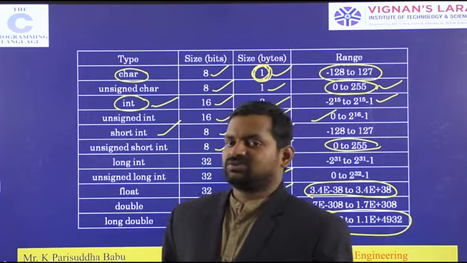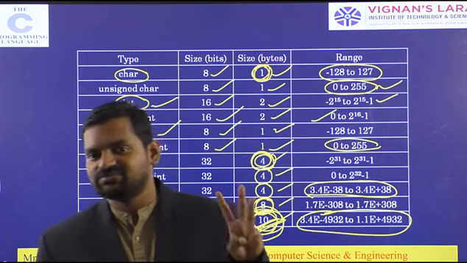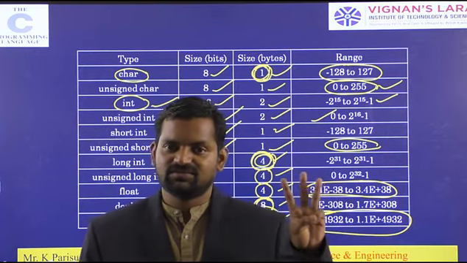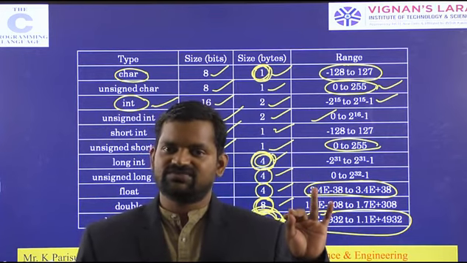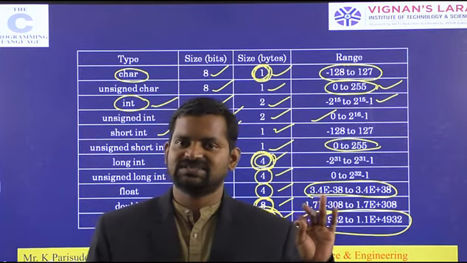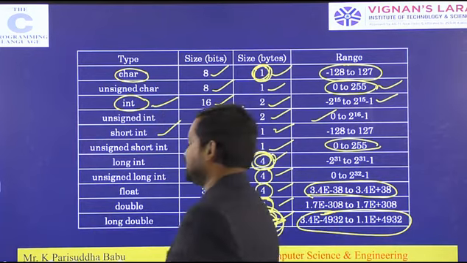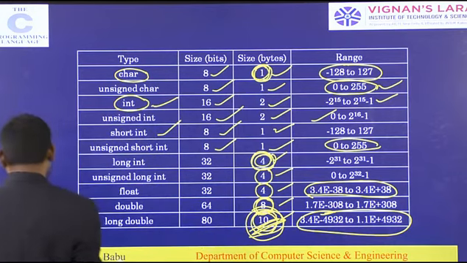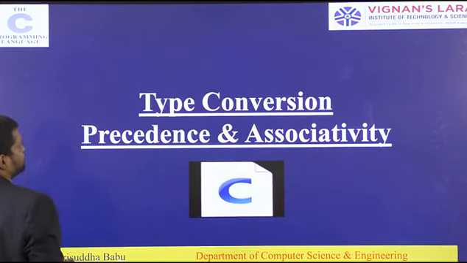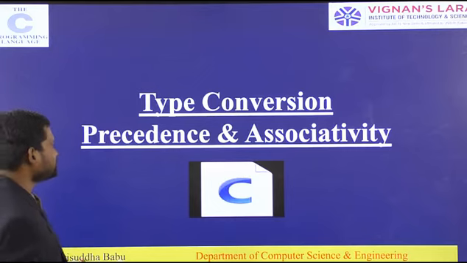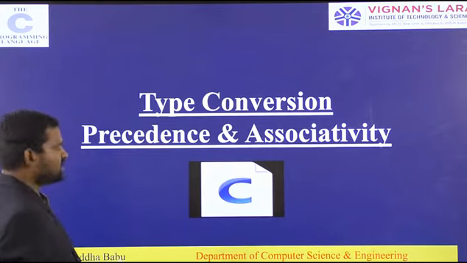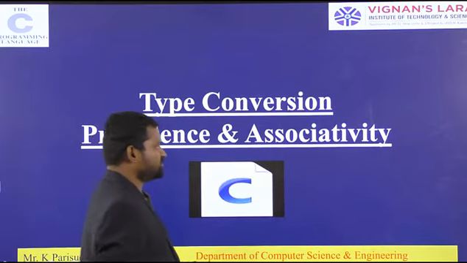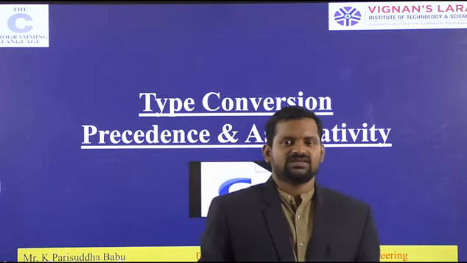Okay. So 3 kinds of data types are there: built-in data types, user-defined data types, and secondary data types. The type indicates how the memory is saved. Next one: type conversion, precedence and associativity.